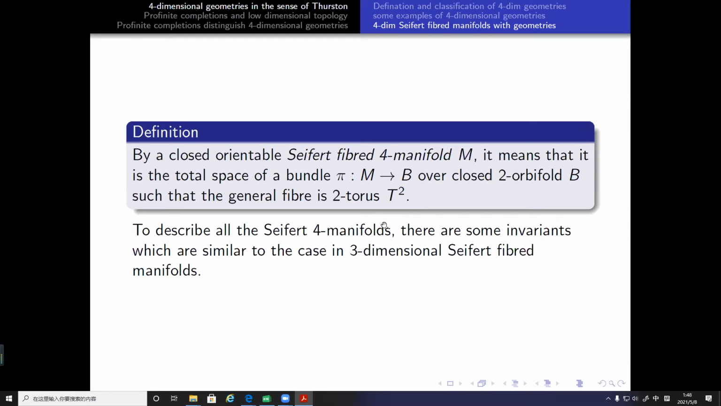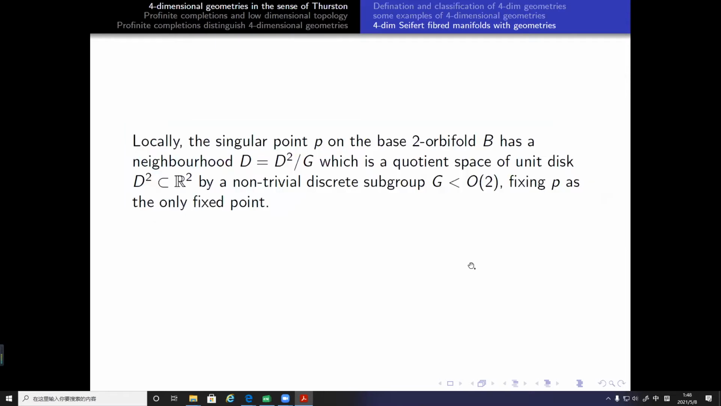And just like the case of three-dimensional manifolds, to describe our Seifert four-manifold, there are some ingredients which are similar to the case of three-dimensional Seifert fibred manifolds. We also have the local model of a four-dimensional Seifert fibred manifold. So for a four-dimensional Seifert fibred manifold, we have M4, which is a four-manifold, and we also have a two-orbifold B. We take a singular point of the two-orbifold B, and then it has a neighborhood D. This is just a quotient space like this one.